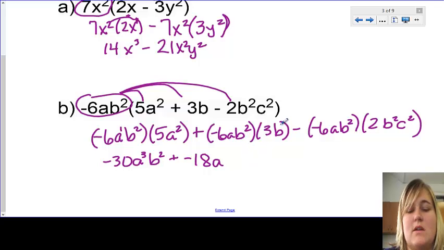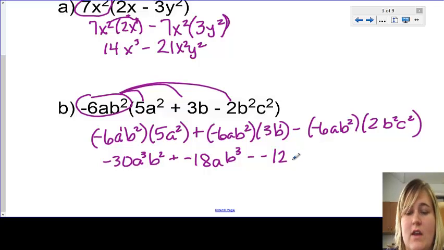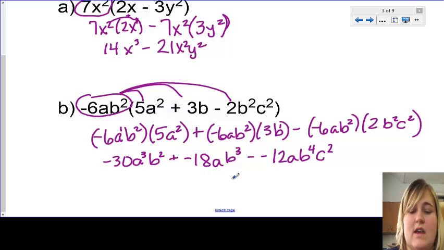B squared times b to the first gives me b to the third. Minus negative 6 times 2 is negative 12. I don't have an a on the other one, so I put a. B squared times b squared gives me b to the fourth. I have no c, and c squared gives me c to the second.